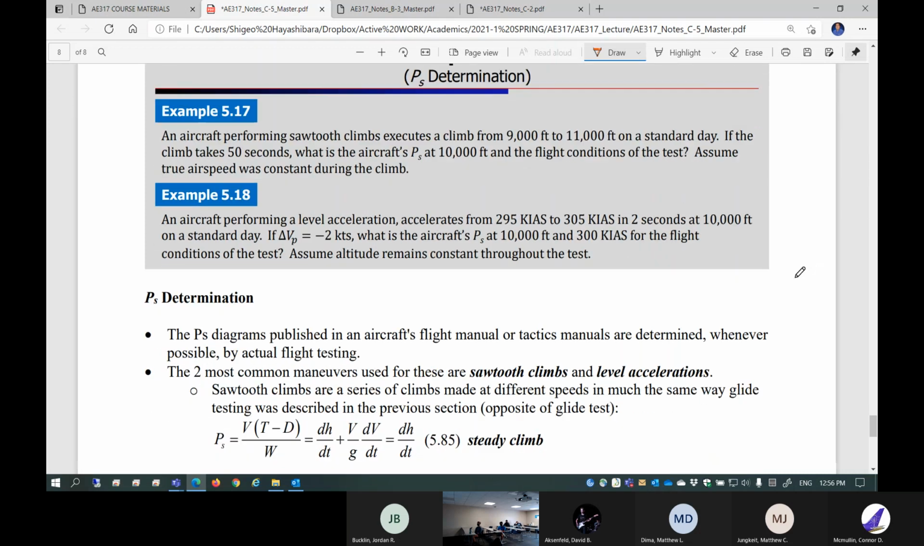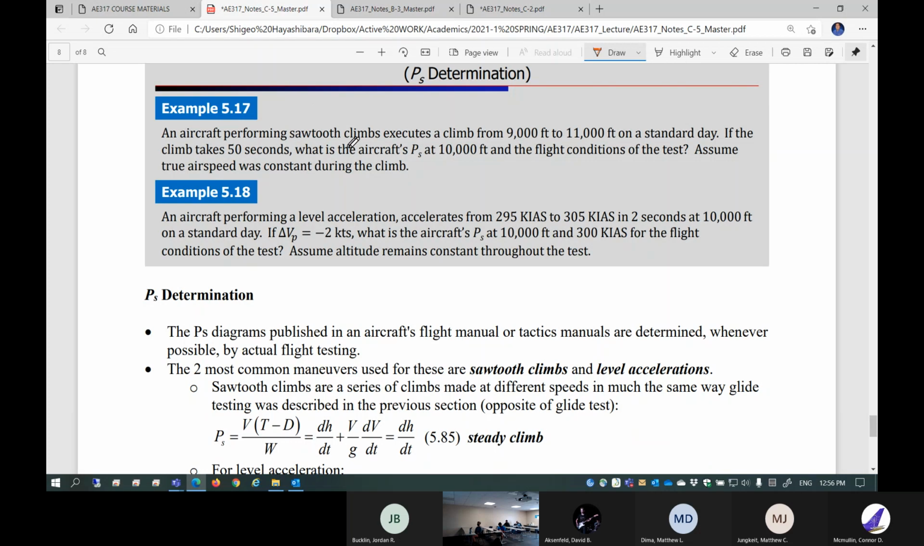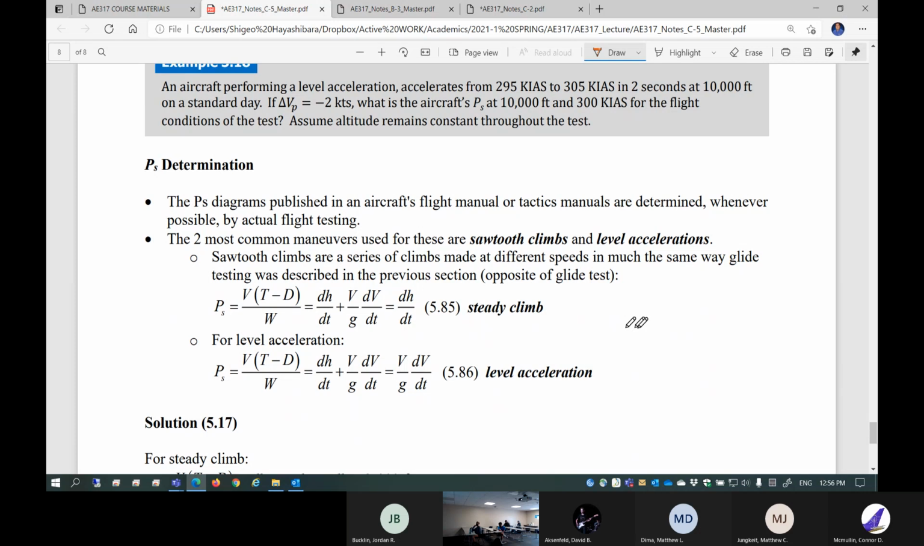Let's take a look. An aircraft performing a sawtooth climb executes a climb from 9,000 to 11,000 feet on a standard day. If the climb takes 50 seconds, what is the aircraft's PS, specific excess power, at 10,000 feet and the flight conditions of the test? Assume true airspeed was constant during the climb, because it's a sawtooth climb. Okay, so let's just take a look.